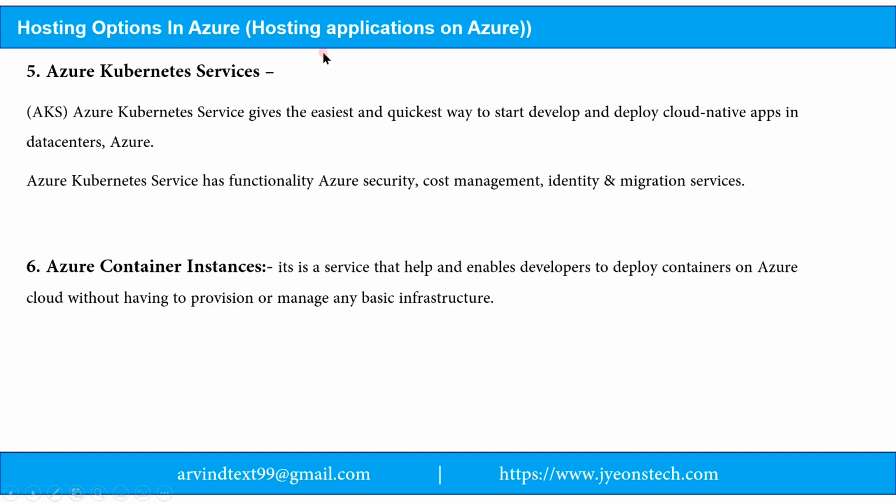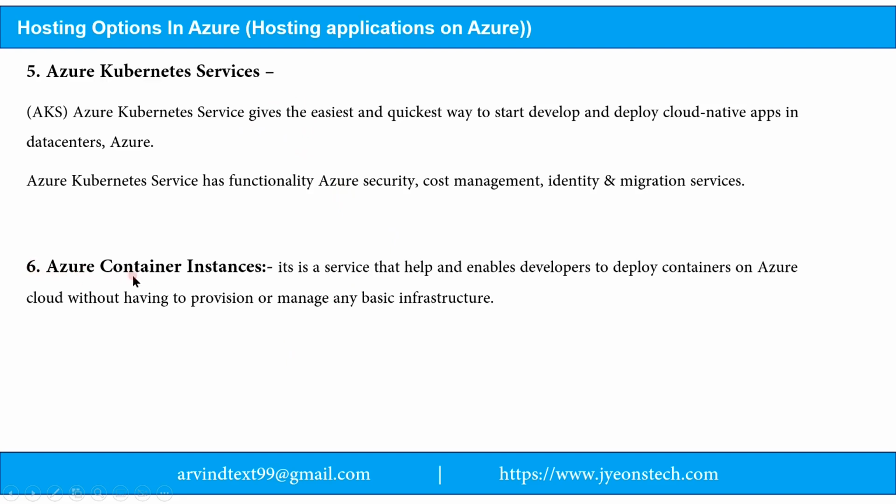Next is Azure Kubernetes Services, also called AKS. Azure Kubernetes Services gives the easiest and quickest way to start, develop, and deploy cloud native apps in the Azure data center. Azure Kubernetes Services has the functionality of Azure security, cost management, identity, and migration services. So this is about Azure Kubernetes Services. When we do the lab, we will discuss more on Azure Kubernetes Services and all these hosting options also.